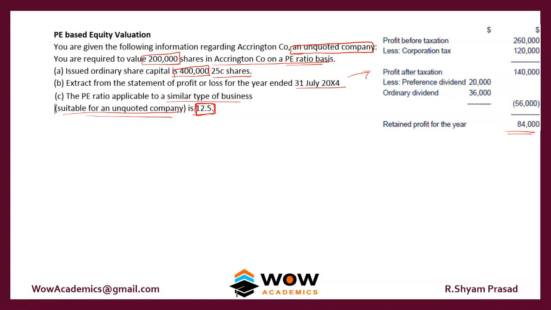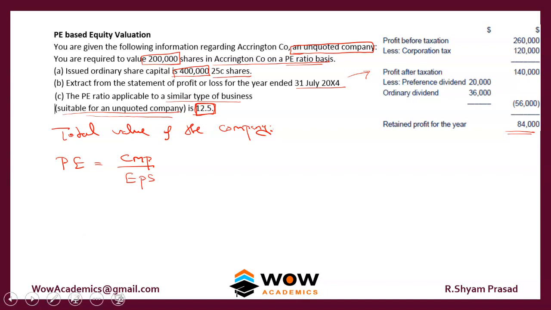First we will value the entire company, then we will find out the value for 2 lakh shares. So the total value of the company: if you take the PE method, we have two ways to find it out. Either we can find it through current market price divided by EPS. That's one way of doing it. As these numbers are not available here, or it's difficult to find them, we'll use another method.